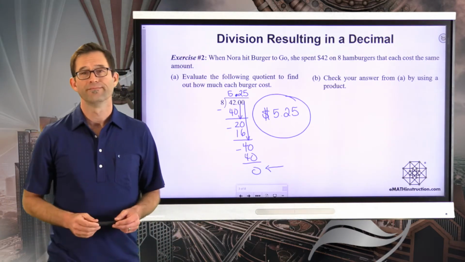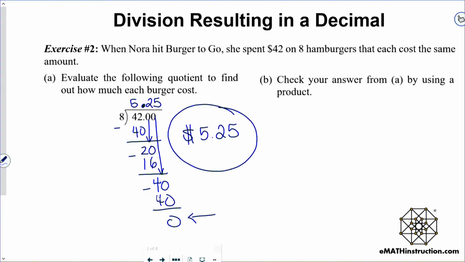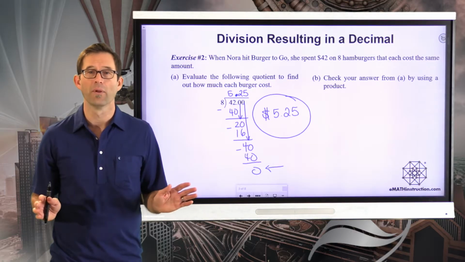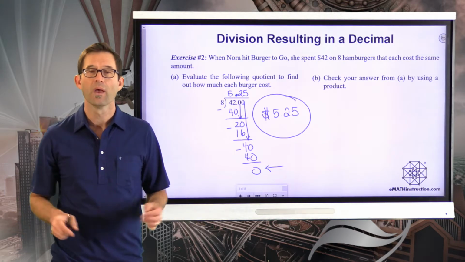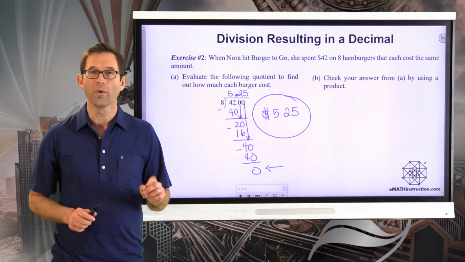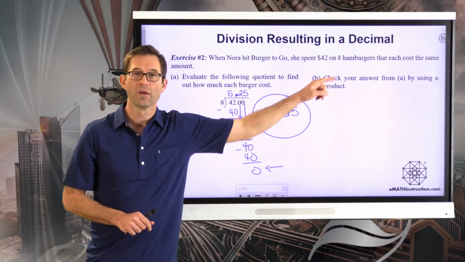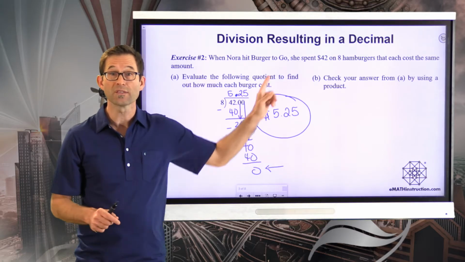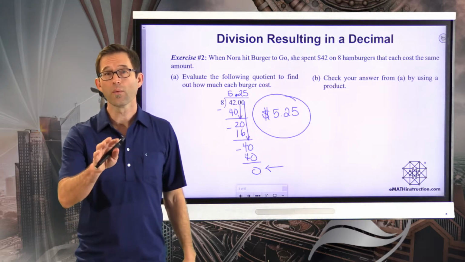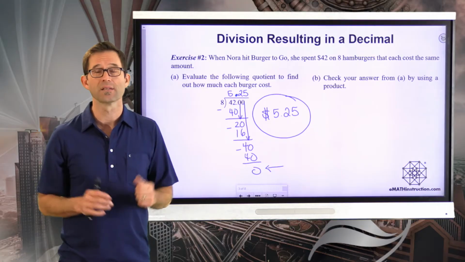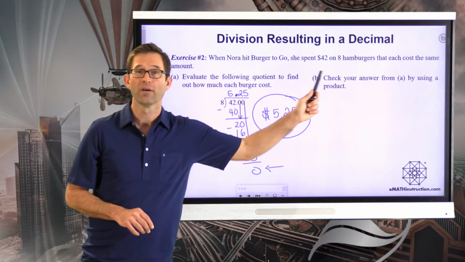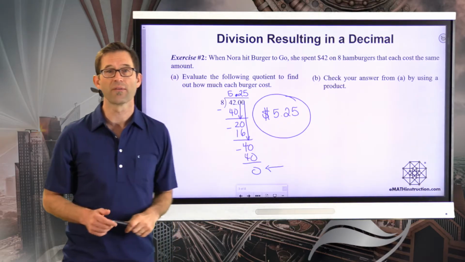Now, letter B says, check your answer from letter A by using a product. Awesome. So remember, we can check any division problem by doing a multiplication problem. Specifically, we want to see if we buy 8 hamburgers for $5.25 per hamburger, do we spend $42? Now, we reviewed multiplying decimals back in lesson number 1. Why don't you pause the video now and do 525 times 8 and see if you get that 42.